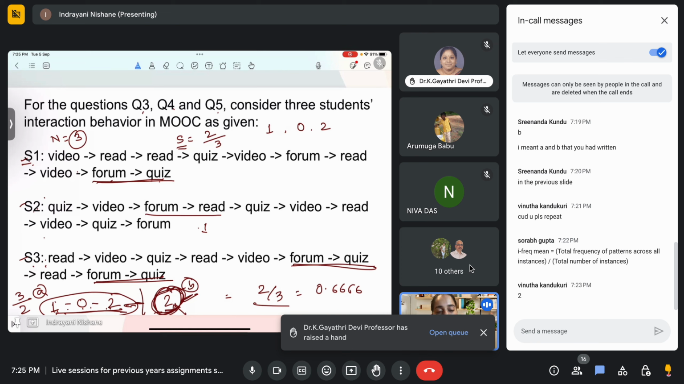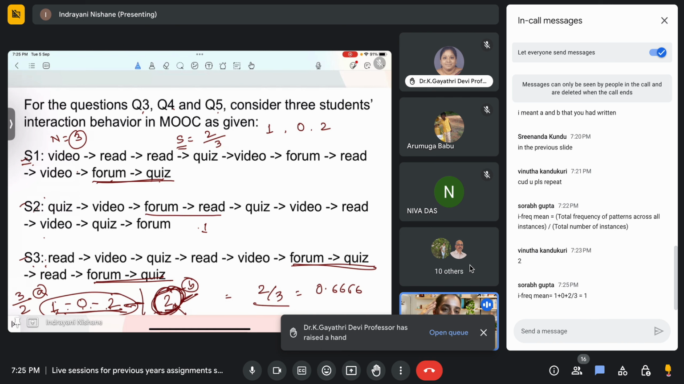And one thing you have to keep in mind, we actually drew the state transition diagram last week. So pattern mining is very different from drawing a state transition diagram. A state transition diagram is done for a single student, but when you want to mine for the patterns, you have to consider all the students together. You can't do it for an individual student.